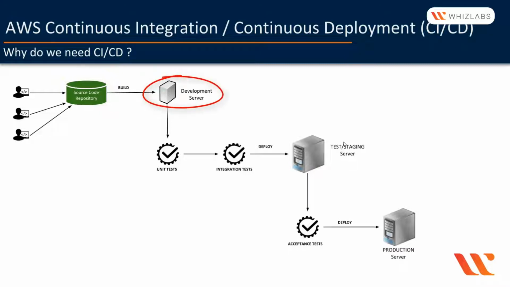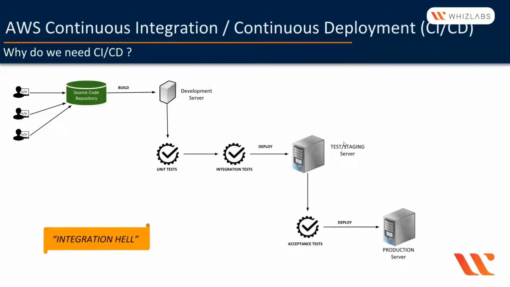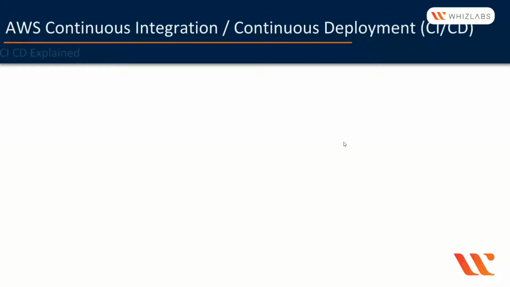You spend a lot of time in integrating all developers' code, and if there are any issues you face while integrating or after deployment, you would have to sit and resolve those issues as well. This is commonly known as integration hell. To solve this problem, organizations adopt CI/CD tools such as Jenkins, GitLab, etc. CI stands for continuous integration and CD stands for continuous delivery or continuous deployment.